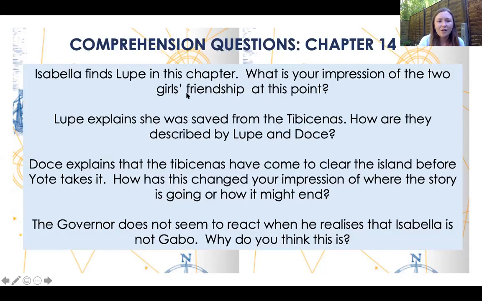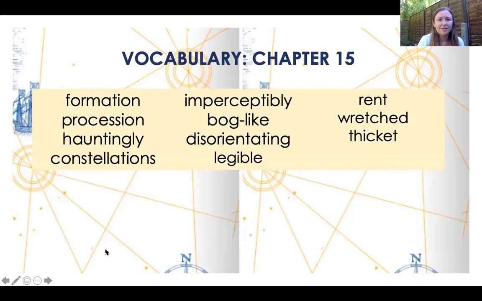Just going back to your impression of their friendship, they left on very bad terms before. How is it different now? Chapter 15 vocabulary: formation, procession, haltingly, constellations, imperceptibly, bog-like, disorientating, legible, rent, wretched, and thicket.